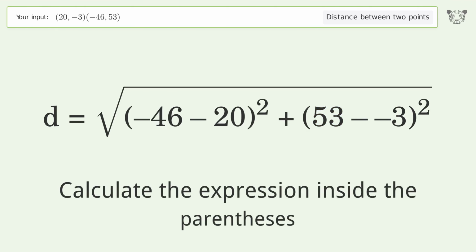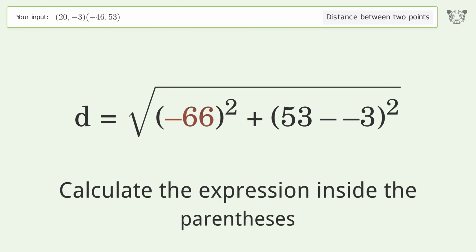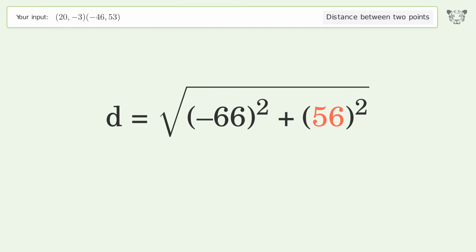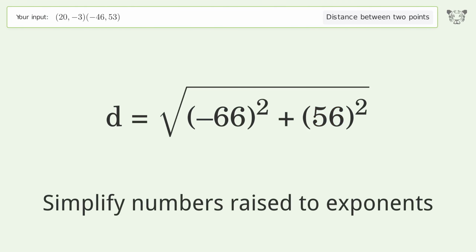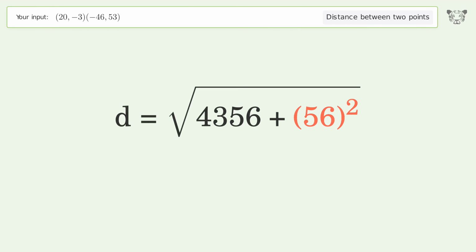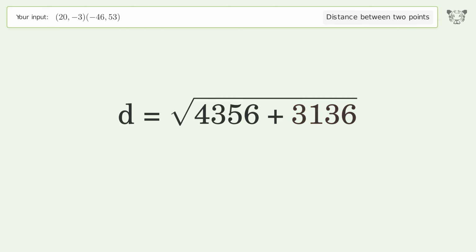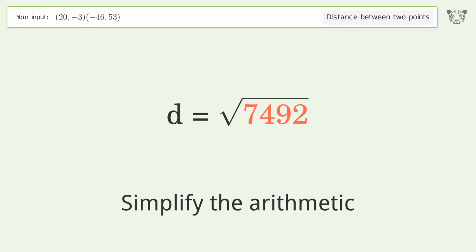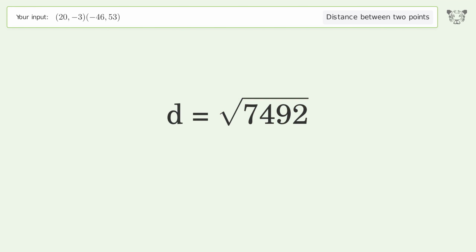Calculate the expression inside the parentheses. Simplify numbers raised to exponents. Simplify the arithmetic. And so the distance between the 2 points is the square root of 7,492, or 86.556.